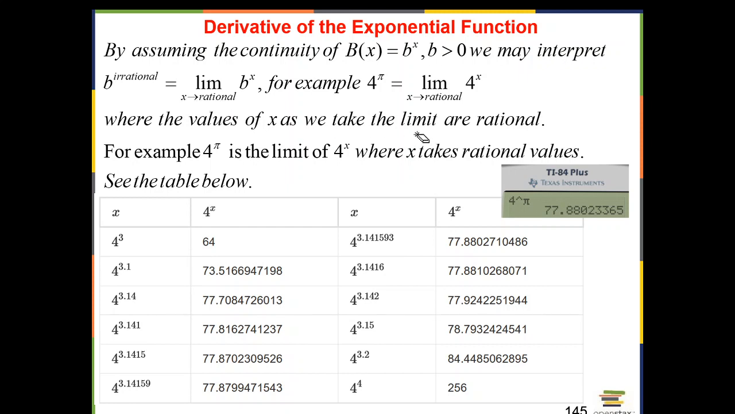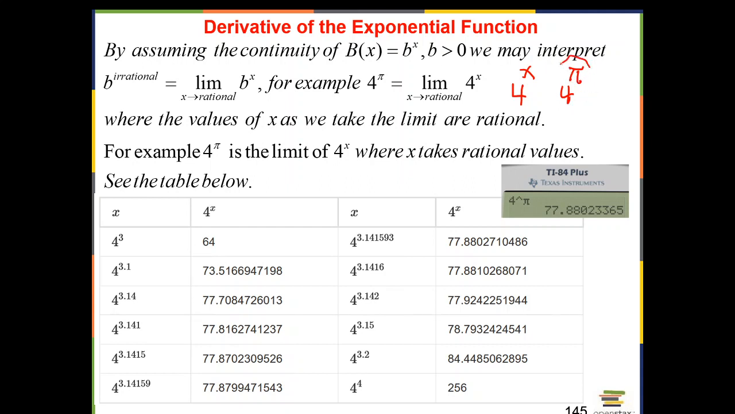So remember, if we want to know, for example, what 4 to a power of x is, we're going to end up with a value like pi. What is 4 to pi, right? How do we do that?